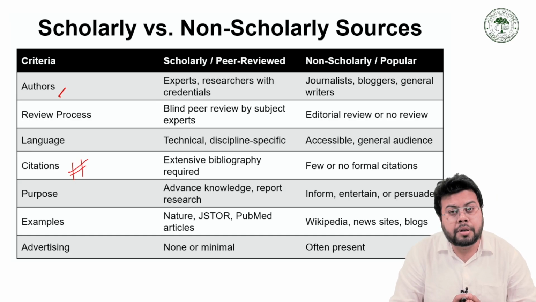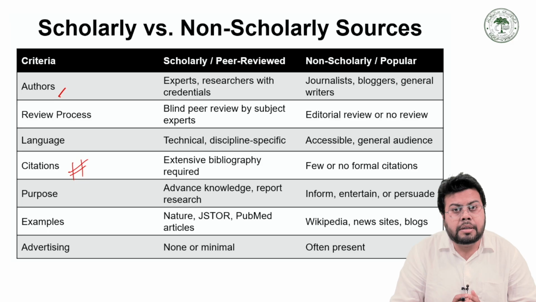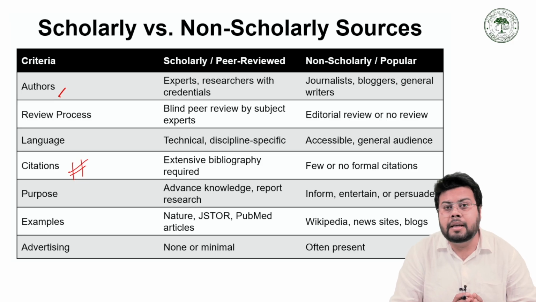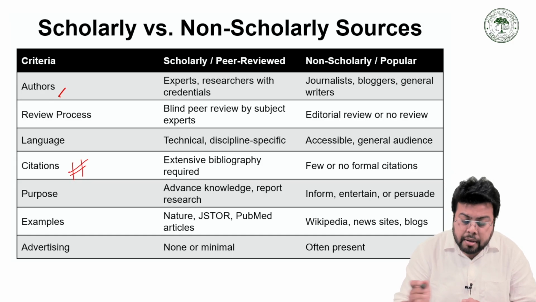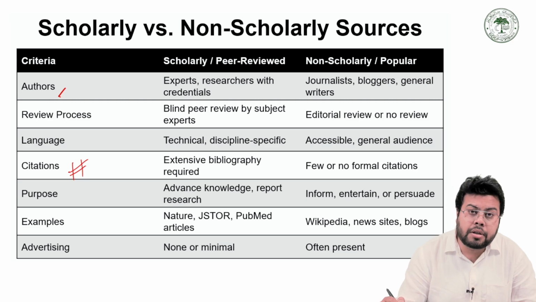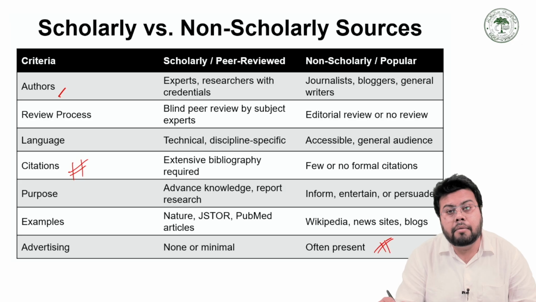Another criterion to identify whether a source is scholarly or not is advertisement. Reputed journals and reputed scholarly sources don't advertise themselves. Their work speaks for itself. So peer-reviewed or reputed scholarly journals do not have advertisements. But non-scholarly or popular sources generally have advertisements.